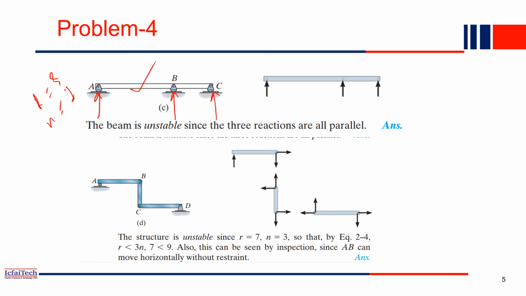But if you see all the reactions of this beam, all the reactions are vertically up. So all the forces are parallel to each other. If you remember, last class we discussed concurrent forces and parallel forces. So all forces here are parallel. That's why this structure is not stable. Why? Because if any horizontal load is applied, then this beam will simply slide in this direction. No support will give resistance to the horizontal force. So that's why this beam will simply slide in this direction if we apply any inclined load.